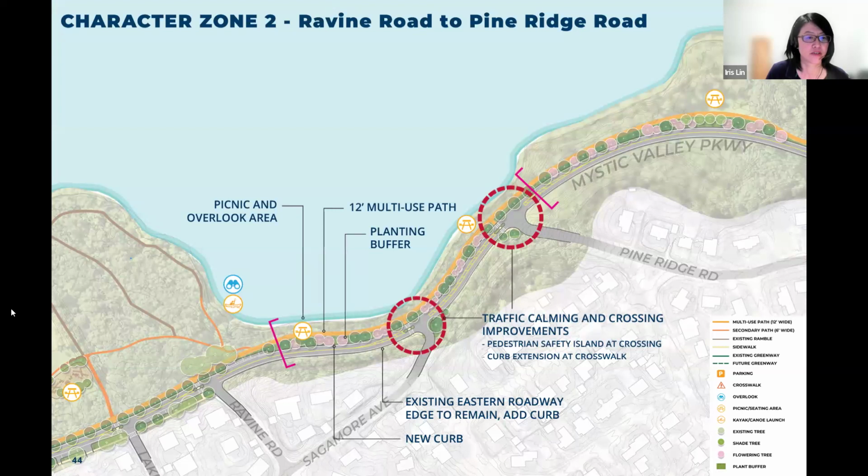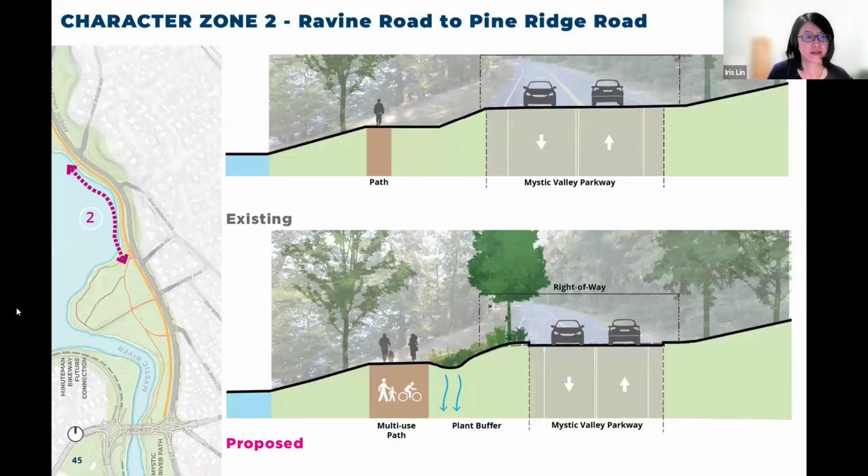So here we are showing that there's more opportunity for seating elements and also improvement at the intersection. And next. So here you can see that the roadway is narrowed down, and we are able to have a bioswale along the multi-use path and further enhance the separation between the roadway and the path. Yeah, next.